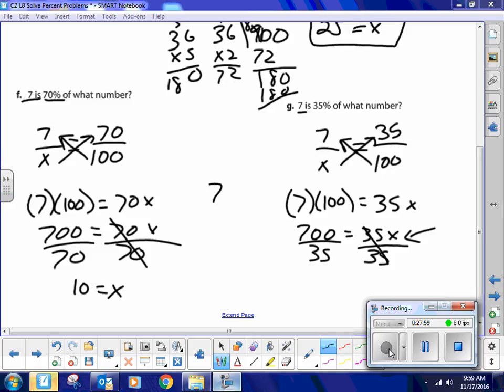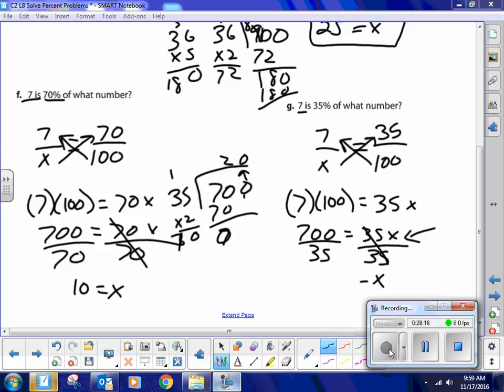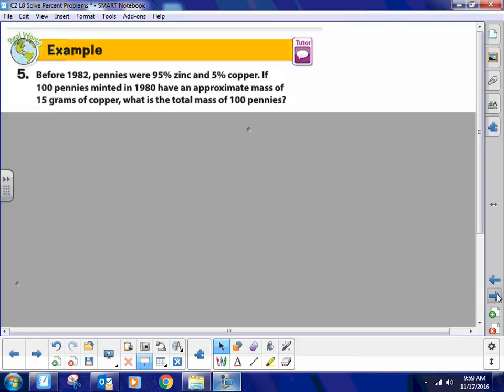Okay, so you take 700 divided by 35. It's going to go, I'm pretty sure, twice. But I'll do the math just to make sure. Yeah, there you go. So that's going to be 0. That 0 needs to come up. So we know that x is equal to 20. Okay, this should be about it. I think I'll have one more slide.